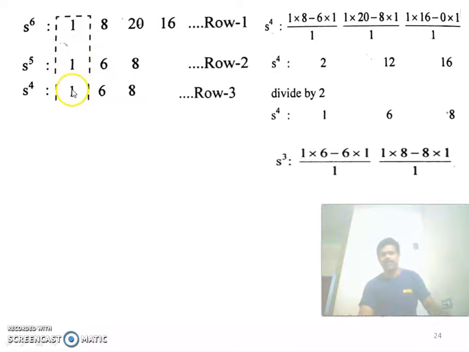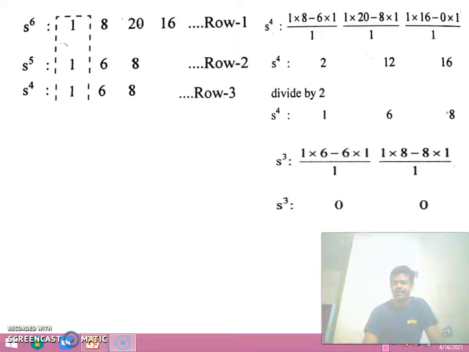So s to the power 3 is nothing but 1 into 6 minus 1 into 6 divided by 1. Next, 1 into 8 minus 8 into 1 divided by 1. So we will be getting both the elements as 0. So this is the condition: the entire row we are getting as 0.